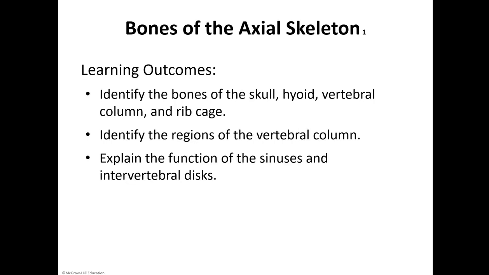The next submodule is bones of the axial skeleton. Learning outcomes are: identify the bones of the skull, hyoid, vertebral column, and rib cage. Identify the regions of the vertebral column. Explain the functions of the sinuses and intervertebral discs.